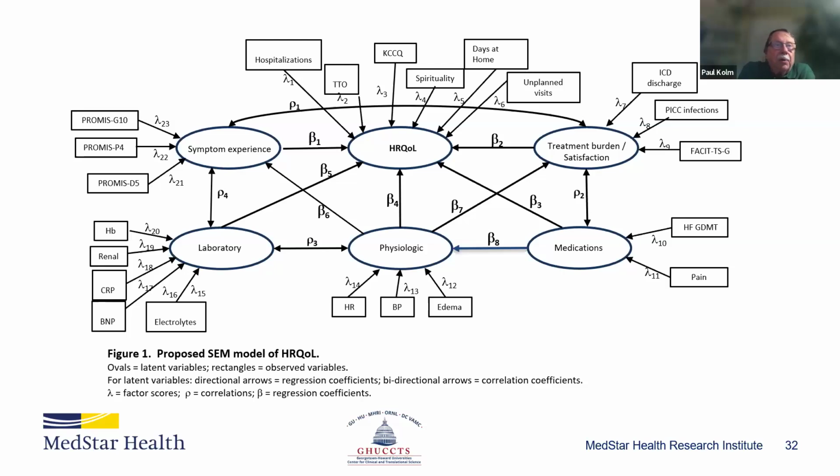Then we have the laboratory variables, hemoglobin, CRP, and so on. And then symptom experience, which is assessed by an instrument called the PROMIS, and it has different subscales on that. So you can see the complexity of the model here.